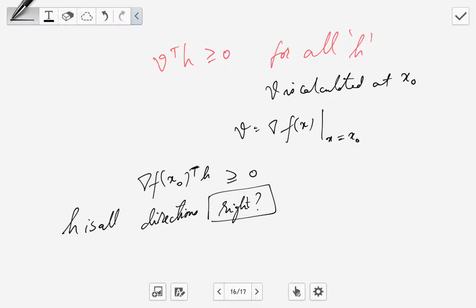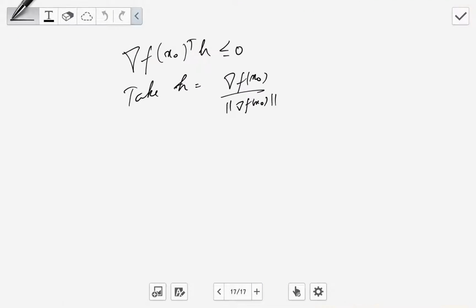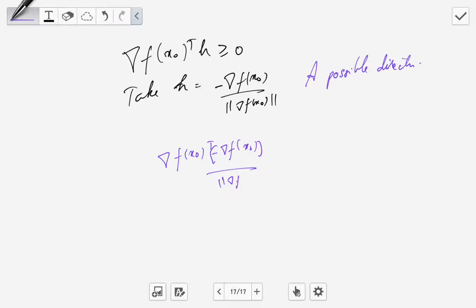Now h is all directions, right? Now I will take h as minus del f of x0. This is a possible direction, isn't it? So that will be del f of x0 transpose del f of x0, minus of this, by the norm of del f of x0, is equal to 0.